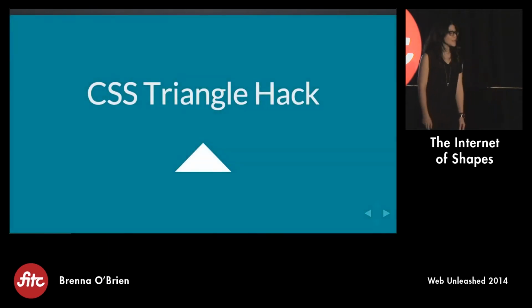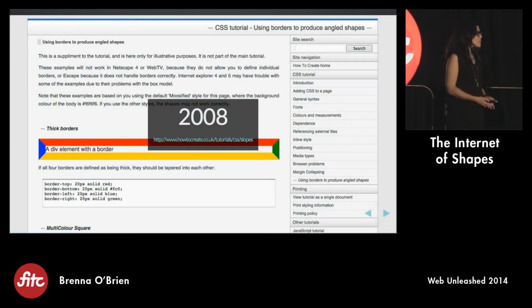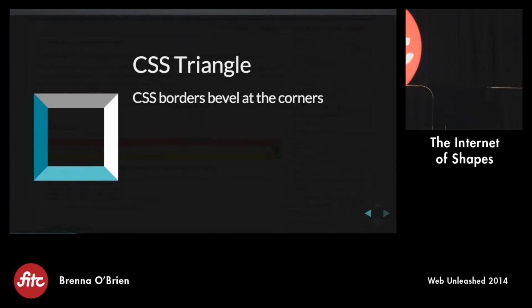So let's get started with the CSS triangle. If you do a search for a CSS triangle, you're actually going to find some pages all the way back from 2008. I think that's pretty crazy. I wasn't even building websites in 2008, and this little hack has been around. If you look closely, you're going to see that we're being warned that it might not work in Netscape 4. So careful guys, don't use the CSS triangle in Netscape 4.